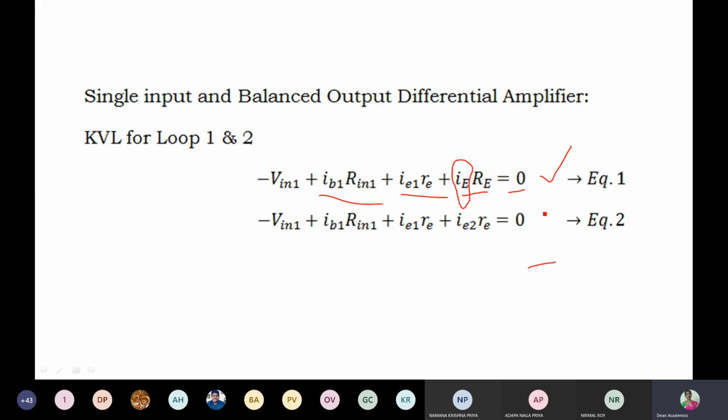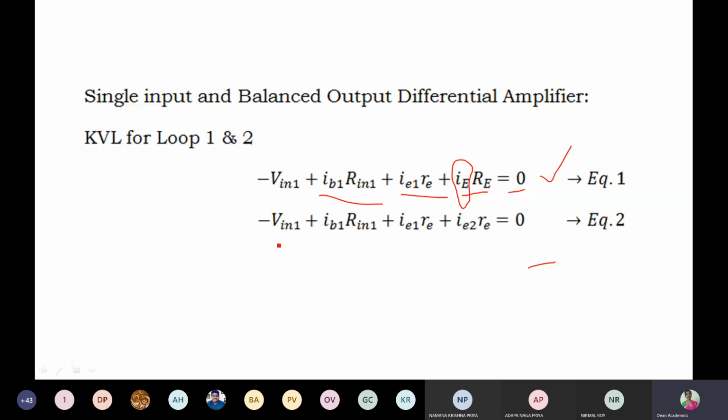This is equation 1. Is this equation 1 clear to you? Is this equation 1 clear to you for loop 1? Yes, ma'am. Very good, ma'am. Very good, right.